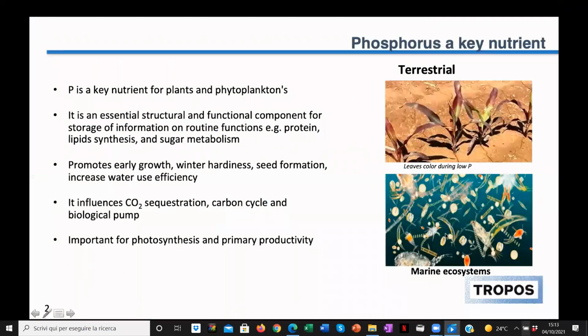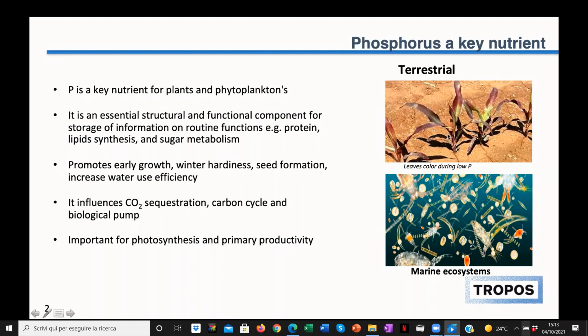So, why is phosphorus important? Phosphorus is a key nutrient for plants and phytoplankton, especially in terrestrial and marine ecosystems. It is essential for the functional and structural components for the storage of information, routine functions, protein and lipid synthesis, and sugar metabolism in plants. It promotes their early growth, winter hardiness, the formation of their seeds, and increases the water use efficiency of these plants. It also influences CO2 sequestration, the carbon cycle, and the biological pump.